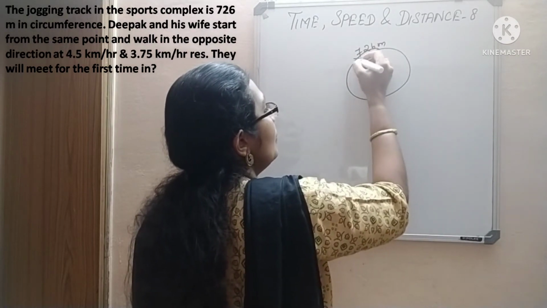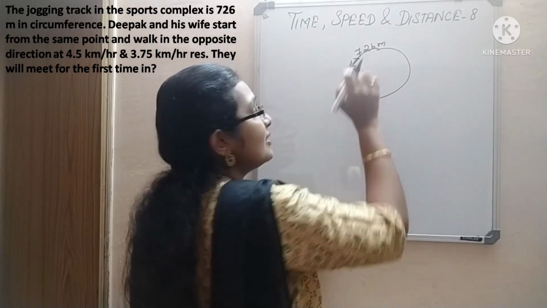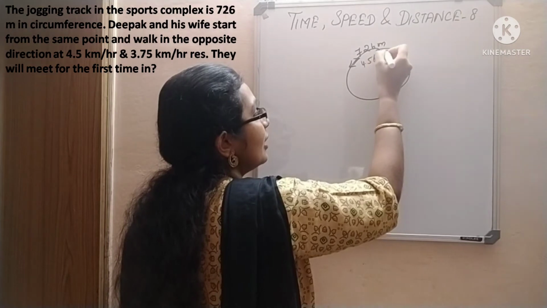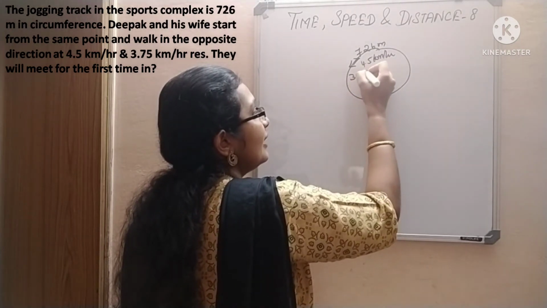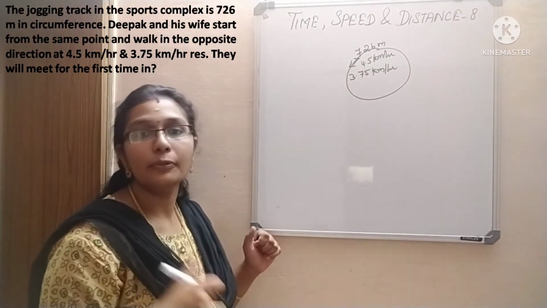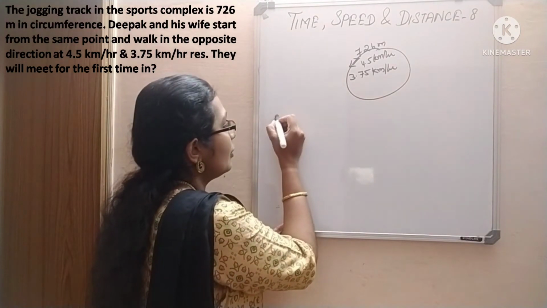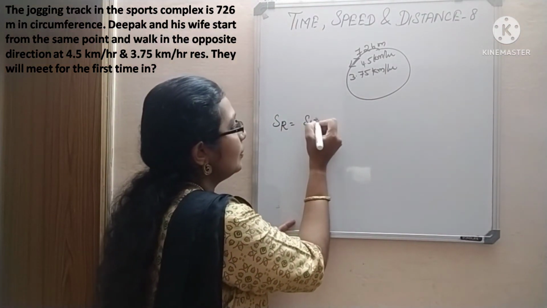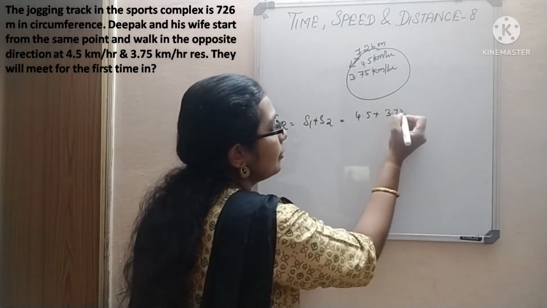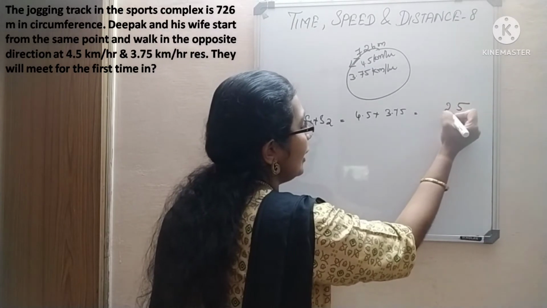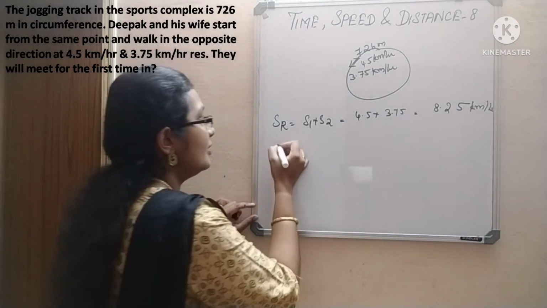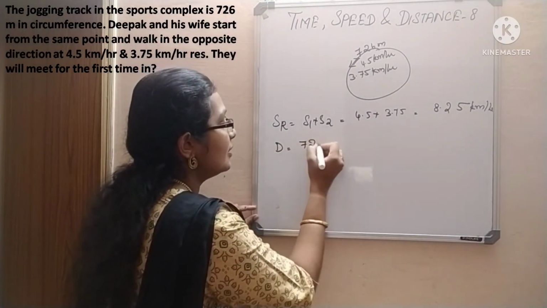They are saying they are moving from the same point in opposite directions. So one speed is 4.5 km per hour and the other is 3.75 km per hour. Now we'll have to find the meeting time. First and foremost is relative speed, which is S1 plus S2 since they are moving in opposite directions. So 4.5 plus 3.75 is 8.25 km per hour.